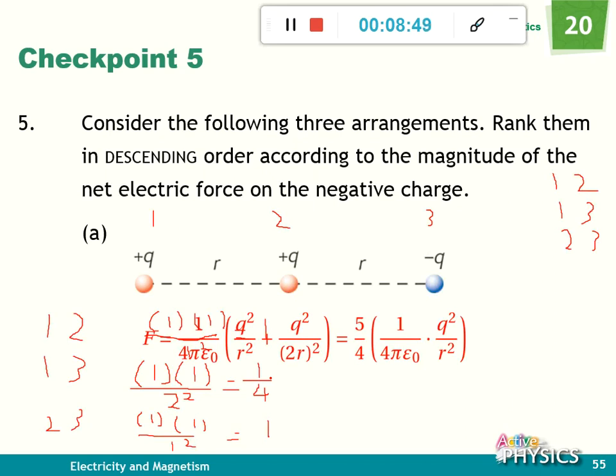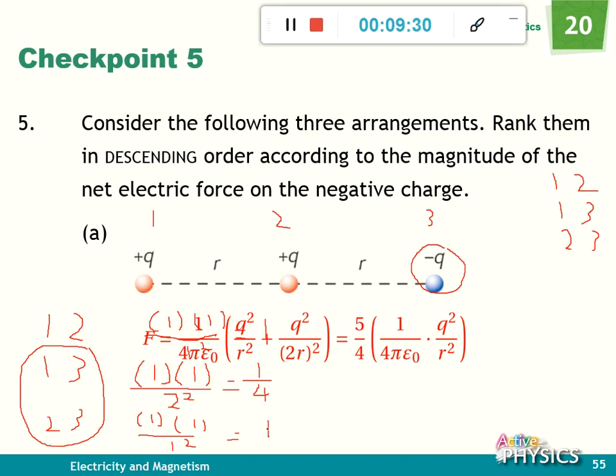This one will be the calculation. Sorry. Here, try to find out the net electric force on the negative charge. This one just needs the comparison, but this question wants you to show the net force. It means focus on charge 3. You should find these 2 forces and then add them together.